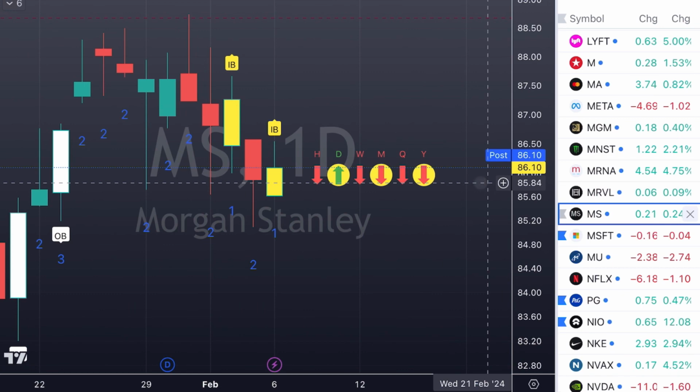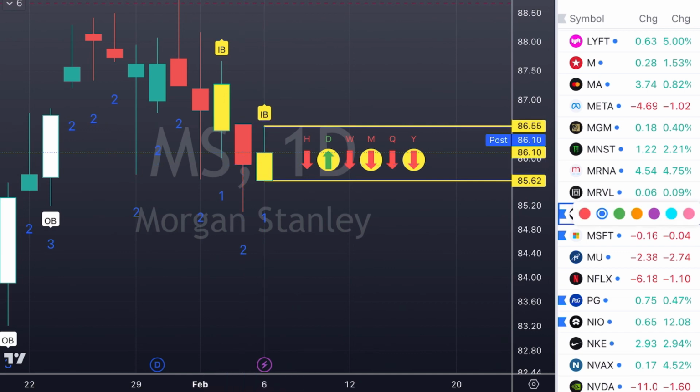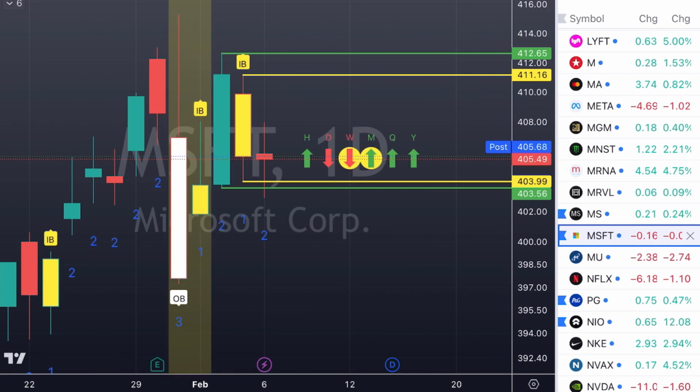Inside bar on Morgan Stanley. So, let's mark it out. Bottom, top, we take a trigger of either side. Morgan Stanley. Microsoft, nothing doing there.